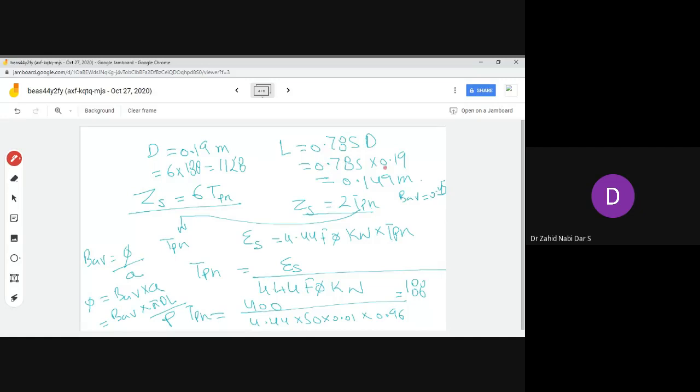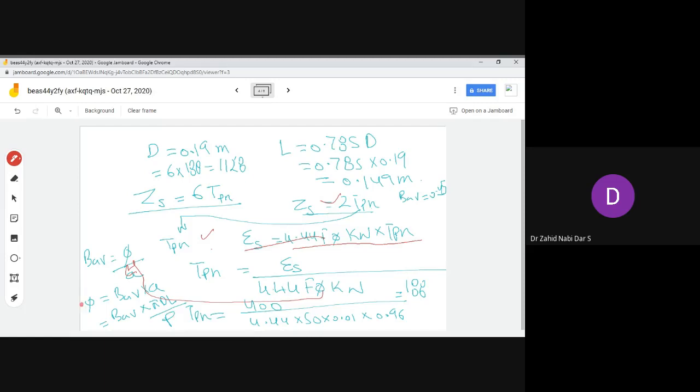Then L is equal to 0.785 into D. Substituting the value of D here, I got the value of L. Then the stator conductors ZS is equal to 6 T phase, since in a single phase it is 2 T phase. For getting the T phase value, I wrote the equation ES is equal to 4.44 F phi kW T phase, or T phase is equal to ES by 4.44 F phi kW. All values we had except phi. So the phi value I calculated here: phi is BAV into A by P, and A is pi D L.